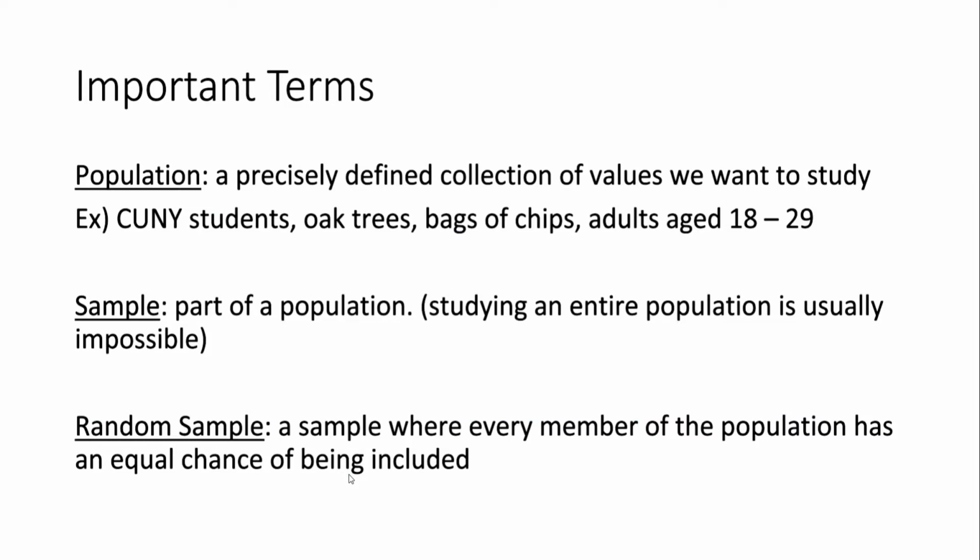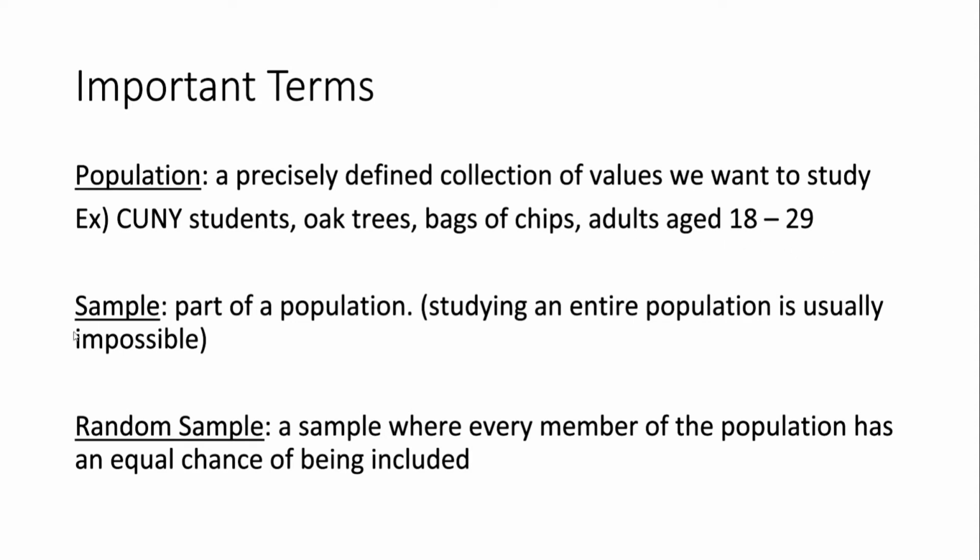Now we have a few important terms. A population is a precisely defined collection of values we want to study. An example of a population might be something like CUNY students, and this would involve every CUNY student. Oak trees, including every single particular oak tree, or bags of chips, like all bags of chips from a particular company, or adults aged 18 to 29.